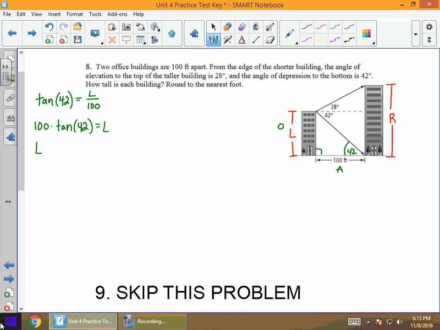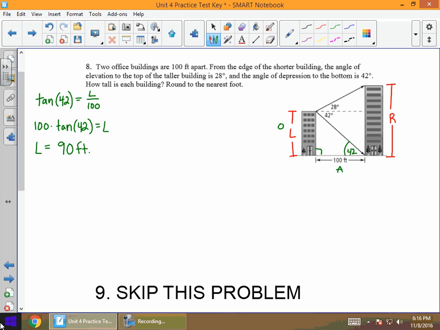Type that into your calculator, and it wants us to round to the nearest foot. So L, 100 times tangent of 42, rounded to the nearest foot is 90 feet. Okay, that is L.